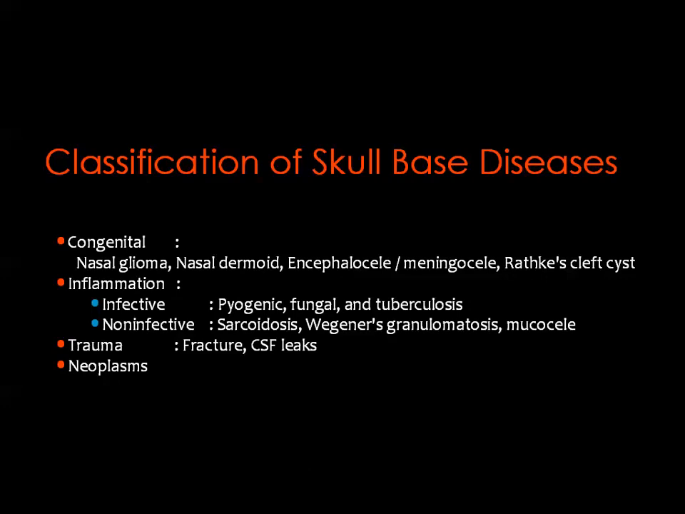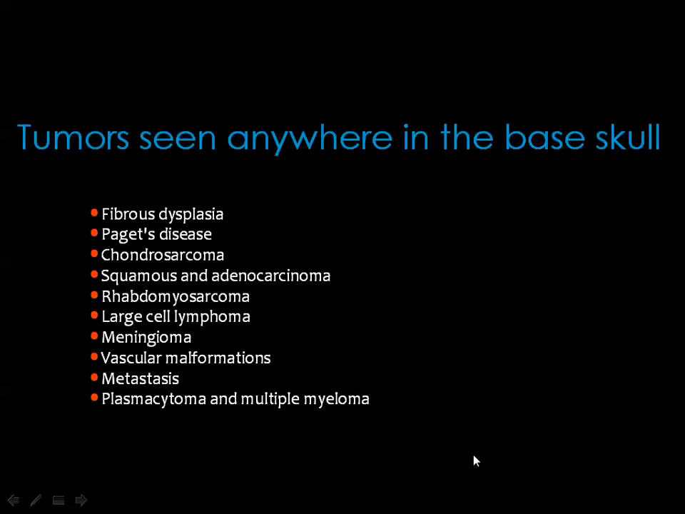Then we classified the skull-based diseases into congenital, inflammatory, traumatic, and neoplastic. Congenital lesions like nasal glioma, nasal dermoid, encephalocele, meningocele, and Rathke's cleft cyst. Inflammation like pyogenic, fungal, and tuberculous infection. Non-infective like sarcoidosis and Wegener granulomatosis, as well as mucoceles. Traumatic fractures and CSF leaks, as well as the neoplastic lesions.